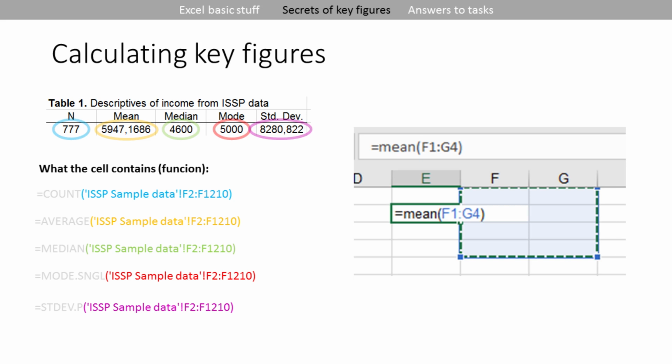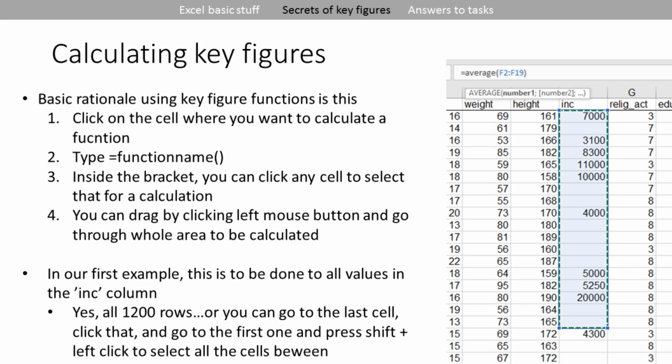It's always a rectangular way how Excel selects. You cannot have those complicated custom selections. In some cases you can, but here this is how it's marked. It's in all its simplicity. So the basic rationale is always the same with any function. You click on the cell where you want to calculate something and type equals function name. So you put the function name there and brackets.